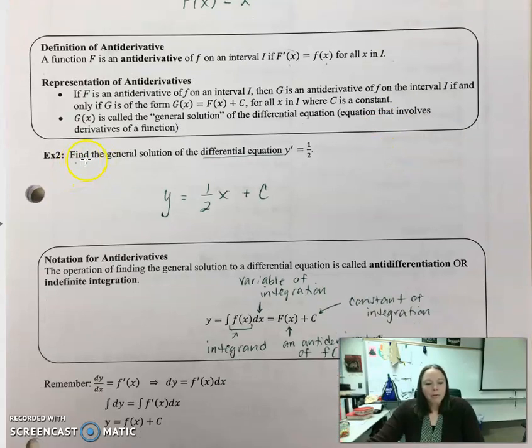All right, so here you go. Find the general solution of the differential equation. And we've talked about the differential equation. So when you go to do this problem, your derivative is equal to 1/2. Whenever it's a number, that was the slope of a linear equation. So you know the antiderivative is going to be 1/2 x, but then to do the general solution, we'll put the plus c to be safe in case there was a number.